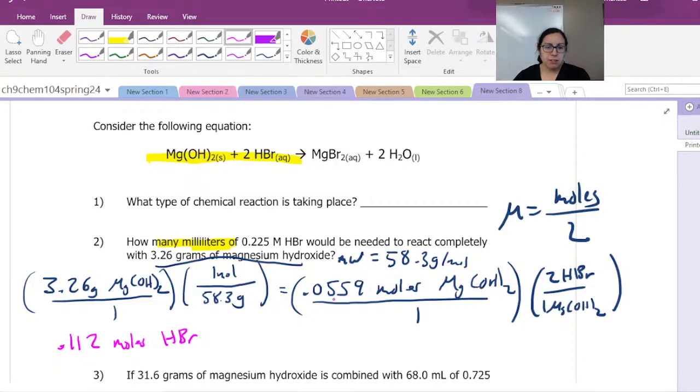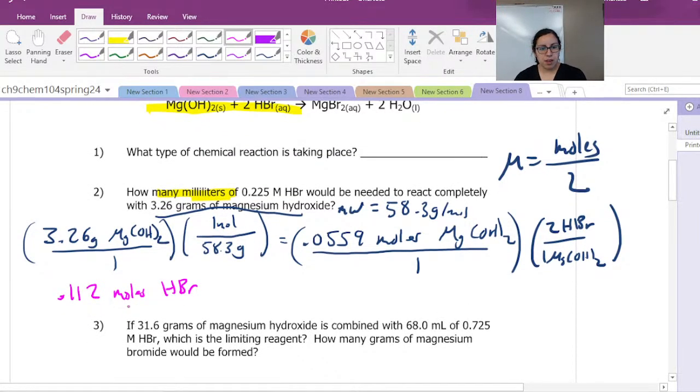So now we're ready to do what you said. Now that we have moles, we can set it up with our molarity. So let's say our stockroom had given us a 0.225 molar solution of HBr. Now we would figure out how many milliliters we need.